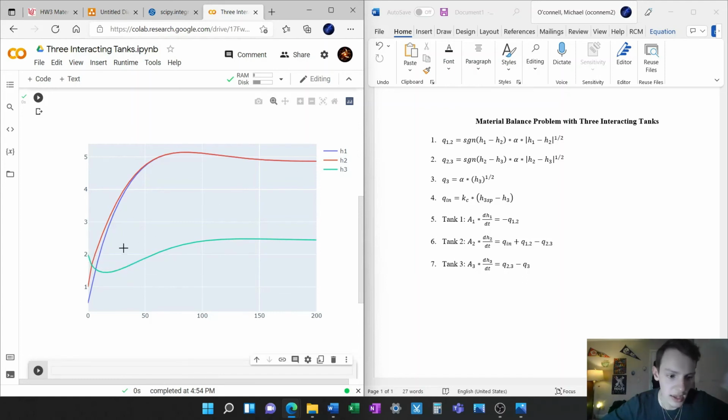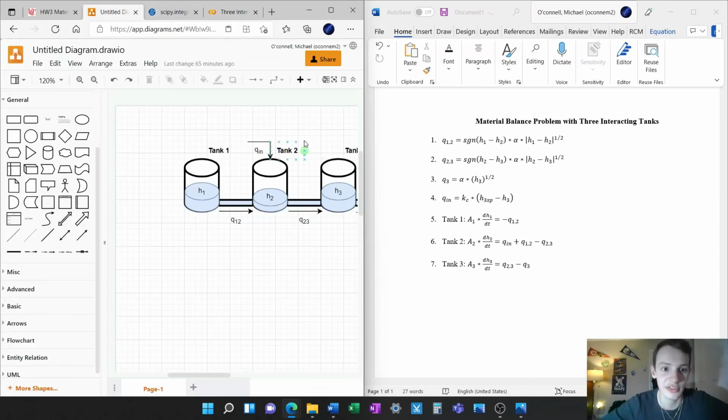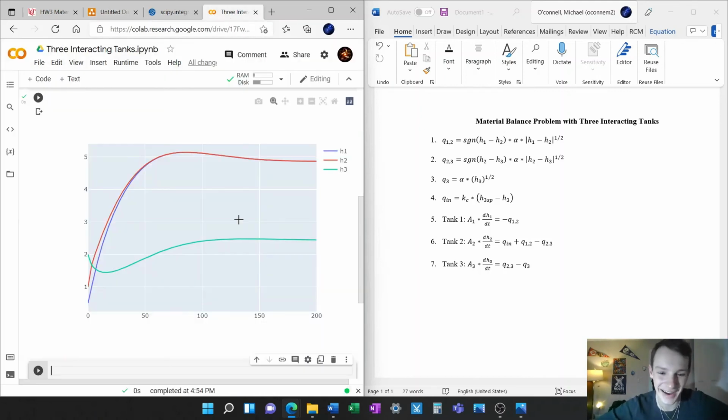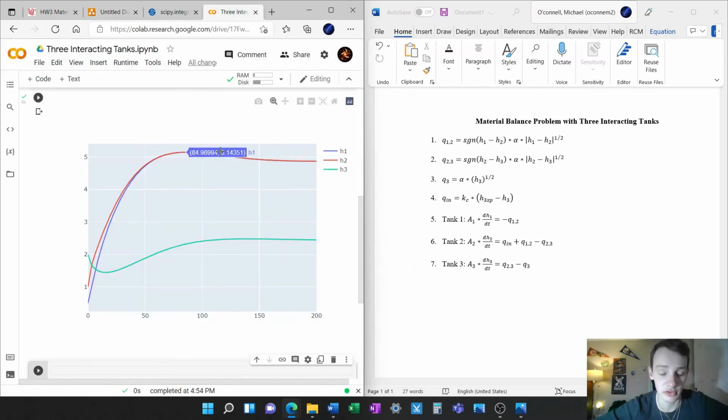Okay, we have this dip here, and this is H3, so our third tank actually goes down initially. That means when we start this whole process, stuff just goes flying out. That's kind of funny. And it seems that the heights of tank 1 and 2 look like they're basically the same at steady state, which is kind of cool.